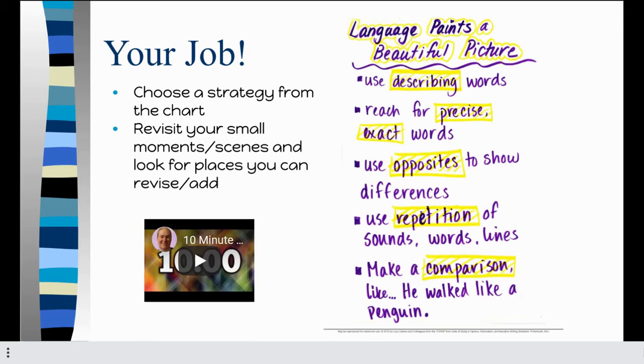So now it's your turn. You're going to choose a strategy from the chart and revisit your small moments or scenes to look for places you can revise and add. You can do this work by cutting and pasting extra paper if you need to, using a different color pencil, whatever works for you. Off you go, writers.